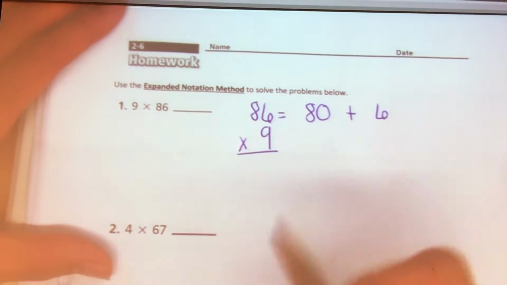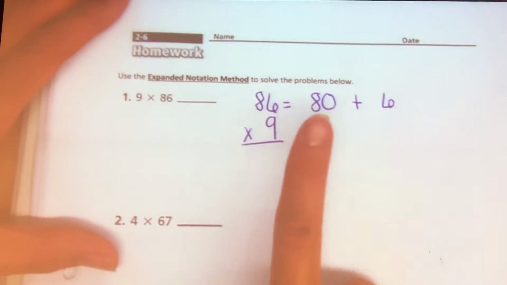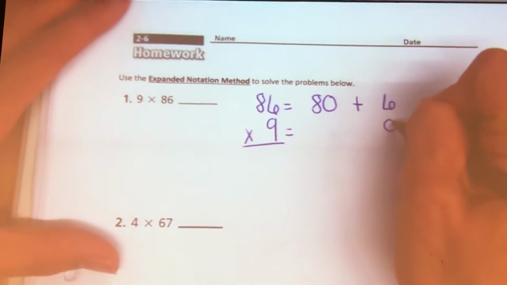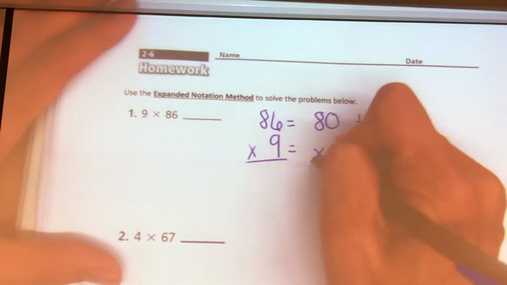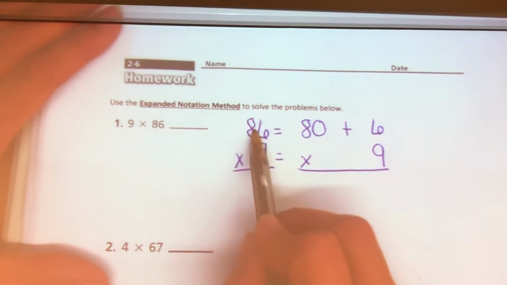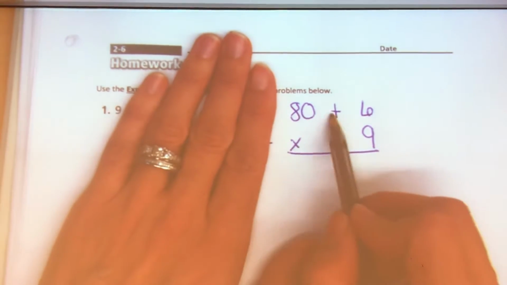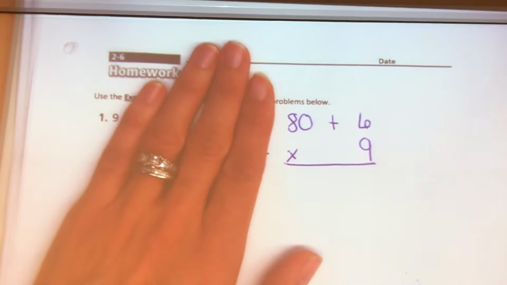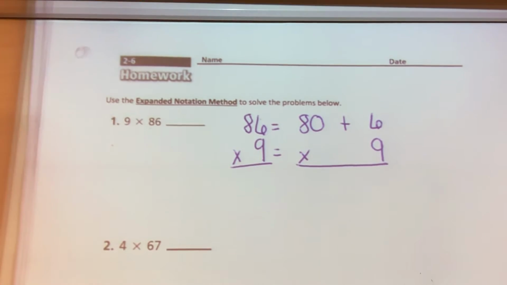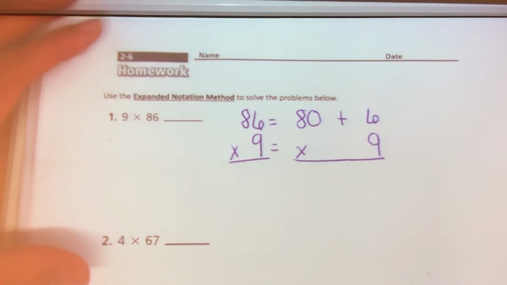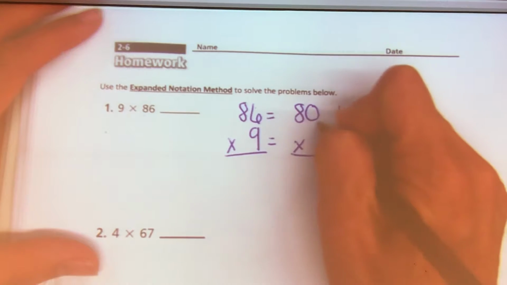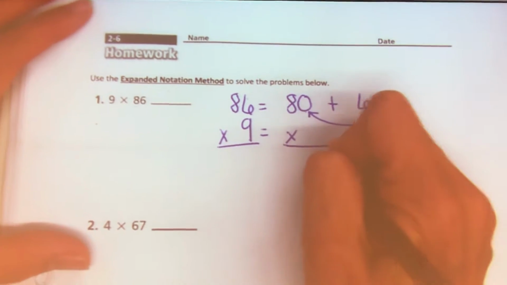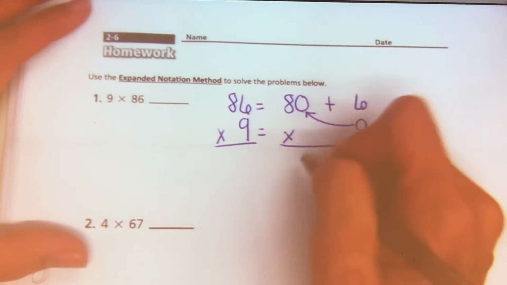9 is not scary because what I know about 9 is I can do my count bys. 9, 18, 27, it's not scary. So I'm going to keep that 9. Now, instead of having 86 times 9, where 86 is scary, I have 80 plus 6 times 9. And I can multiply by those numbers using my cheat sheet or my fingers. Okay? So I know that I need a tens equation and a ones equation. My tens equation is going to come from 9 and 80. My equation would either be 80 times 9 or 9 times 80.